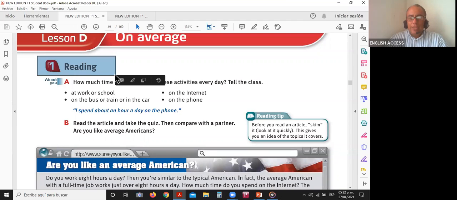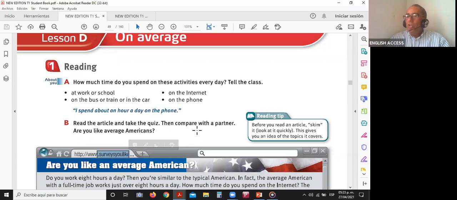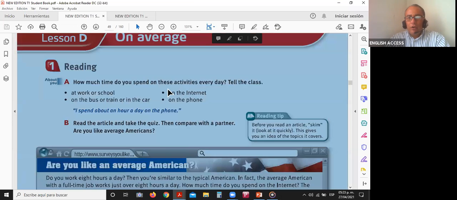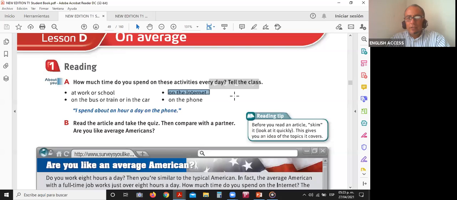In this part it says reading. We are going to read a survey. In this case, a survey means an encuesta. So we know people's answers about some topics. For example, here we have at work or school, on the bus, train, or in the car. Then we have on the internet, and also on the phone. Some activities that people do.